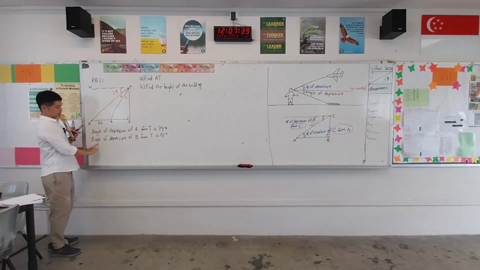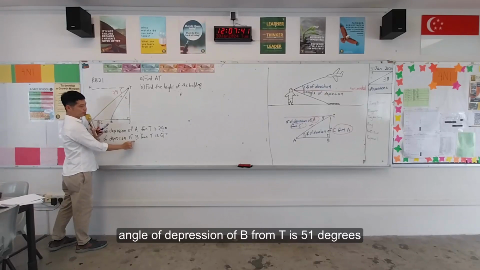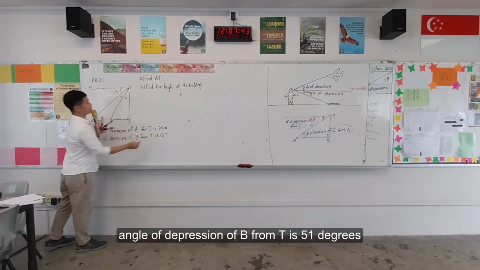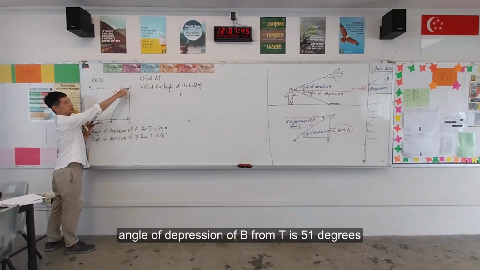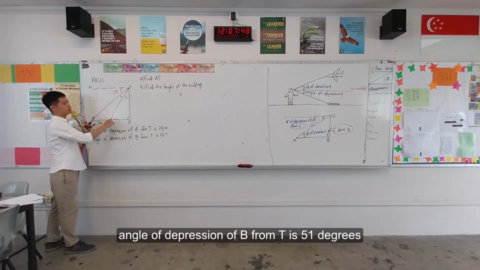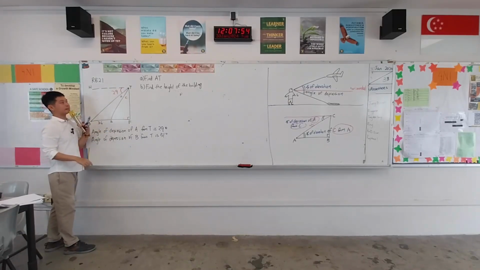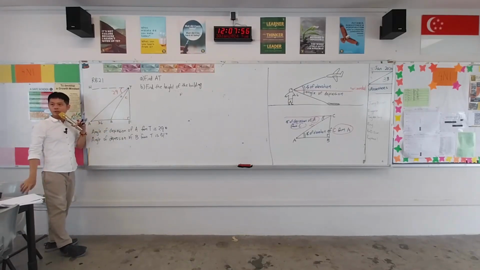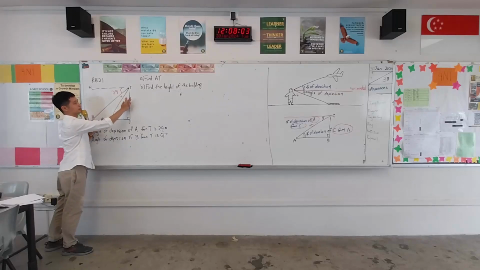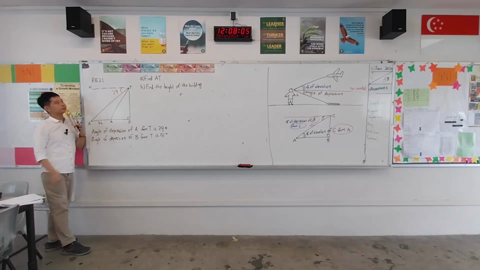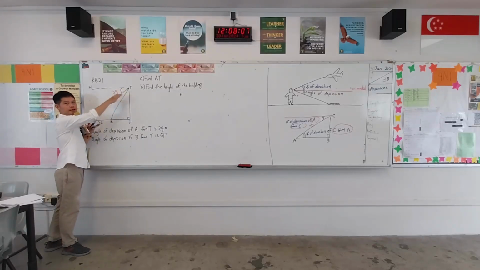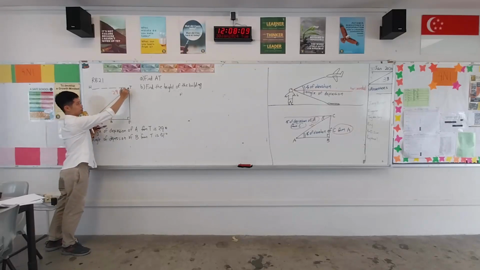Next, the angle of depression of B from T is 51. So from T, I look at B. Which angle is that? Is it B or C? No, it's not B. No, it's not C. It is neither of these. So where is it? Yes, it's actually A plus B. So this angle is 51.